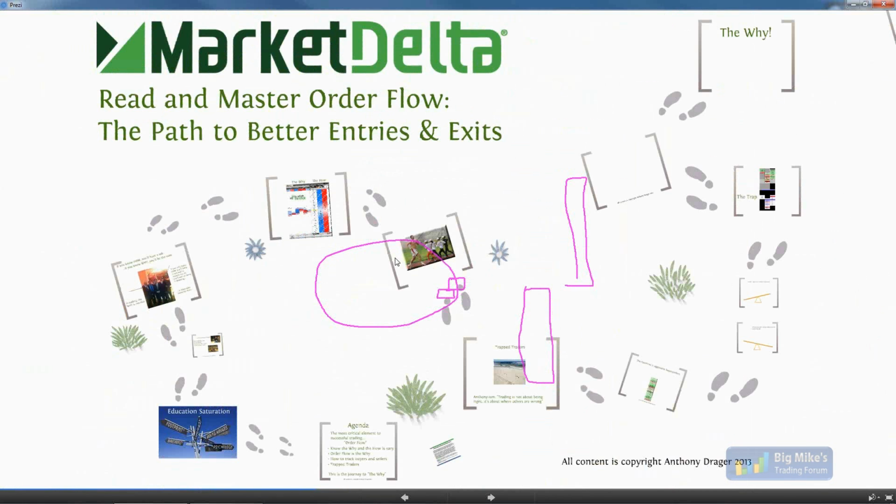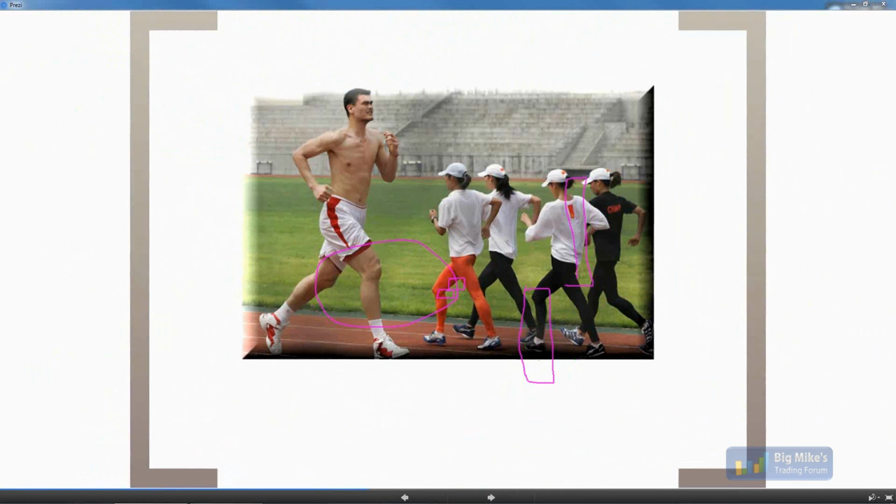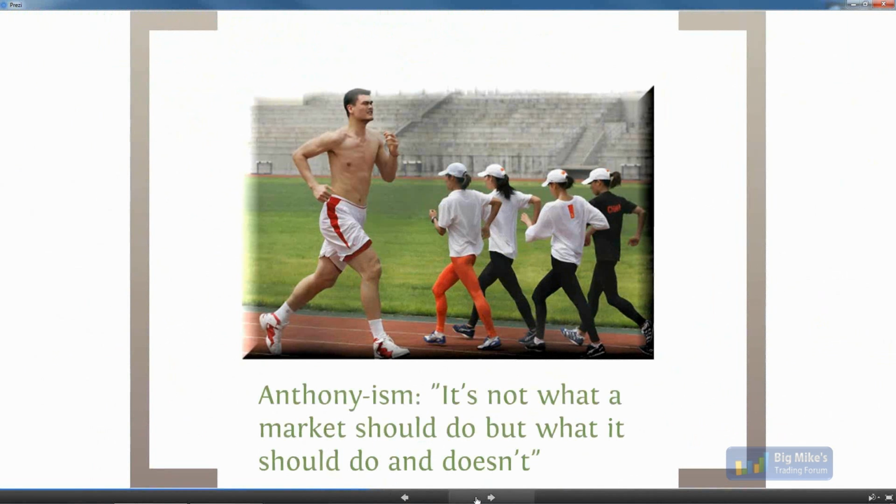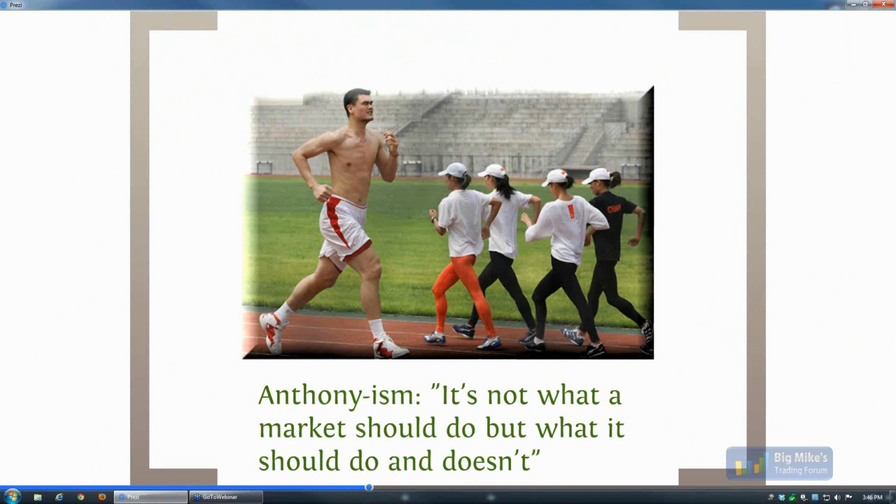Let's go to slide number 2, and I'll also erase these drawings. Here's a picture of, and people say, well, why are you showing a picture here of a guy that looks like he wants to run over these 4 women? And this is something guys in the room call Anthonyism. It's not about what a market should do, but what it should do and doesn't. What should happen is the question you have to ask yourself when you're understanding order flow.